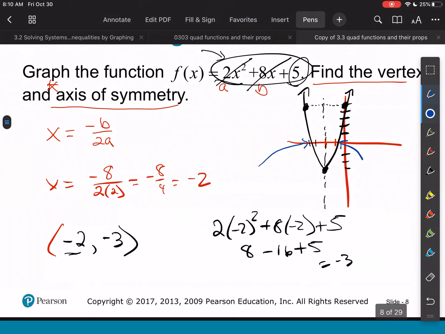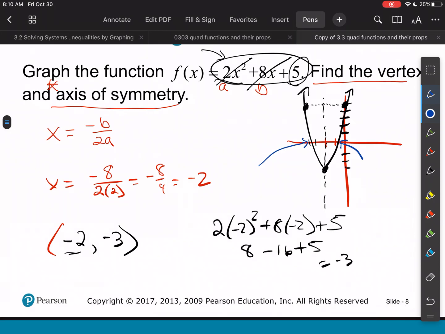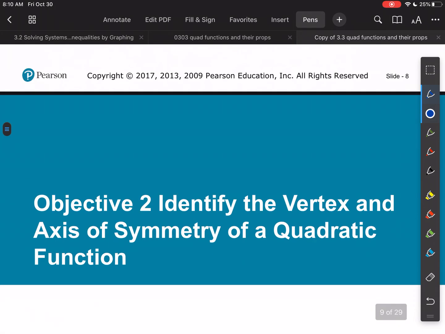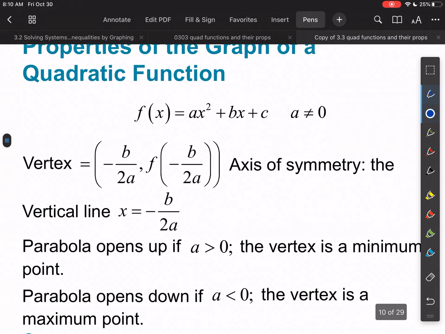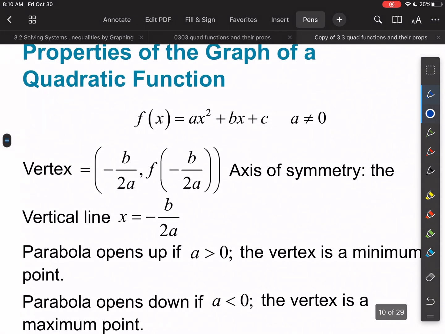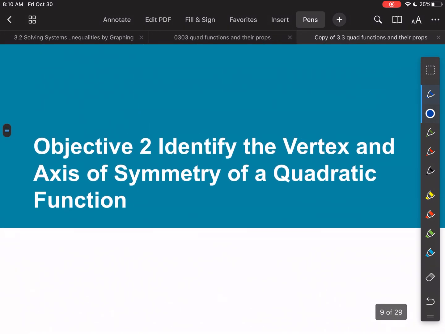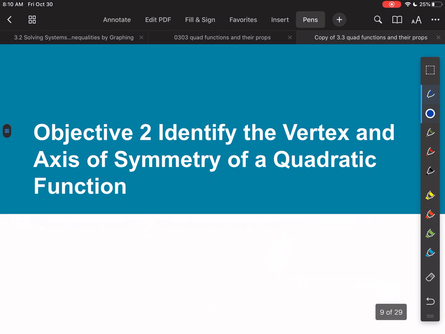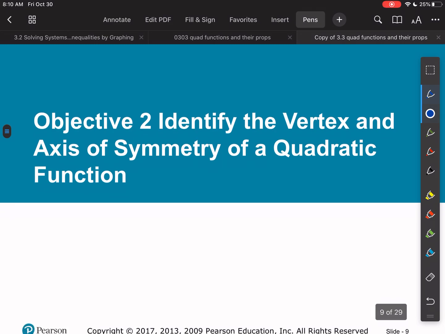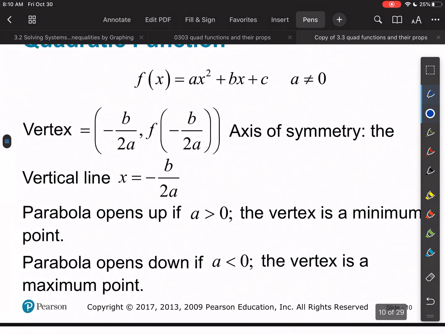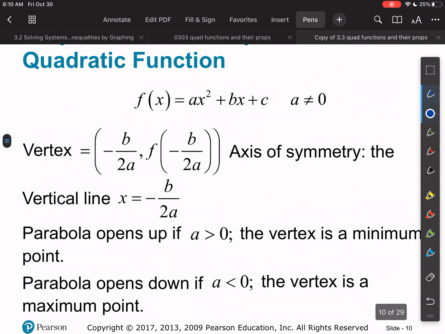Okay, got our graph, found the vertex, found the axis of symmetry. Okay, now, part 2, objective 2, is how to identify the vertex and axis of symmetry of a quadratic function. I actually kind of already went over that, but let's just do it again.